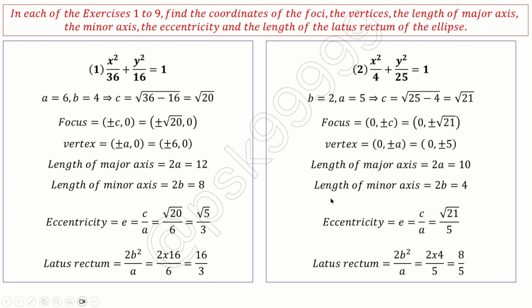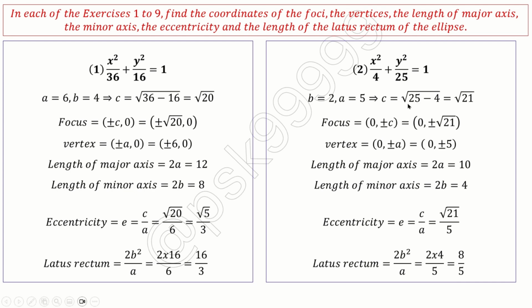Okay, let's do it for the major axis on the y-axis. So x square by 4 plus y square by 25 equal to 1. So here b is equal to 2, because this is smaller. Always smaller should be b, bigger should be a. a is 5, but remember the bigger value is the denominator of y square, which means the major axis is on the y. Just note down that, then rest all formulas are same.